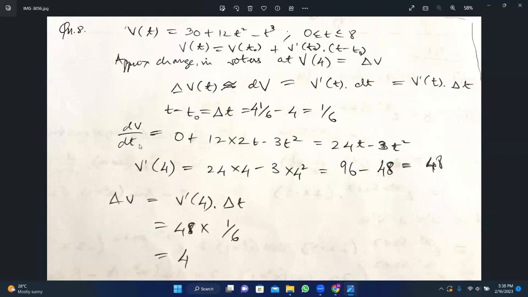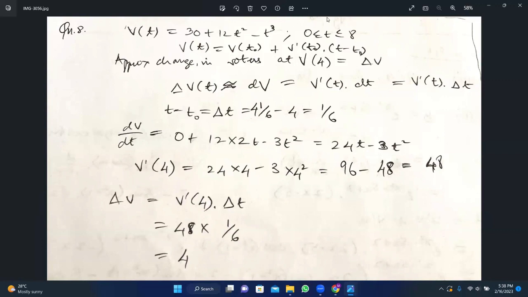So finally, we have V prime of 4 is 24 into 4 minus 3 into 4 square, which gives us 48. So delta V, approximate change in voters, is equal to V prime of 4 into delta t. V prime of 4 is 48, and this is 1/6, so we have 8. And the unit is thousands, so the change is 8,000 voters.